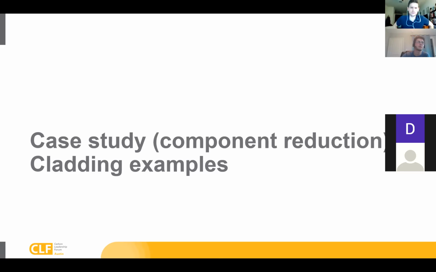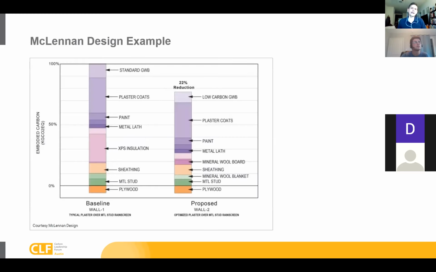I've done some similar stuff to this, but just looking at the cladding and something that could be more architectural. This is a McLennan design, just a screenshot that I pulled, essentially looking at wall 1 versus wall 2. And this is global warming potential, I guess, or embodied carbon. They're just looking at the kg CO2 equivalents.